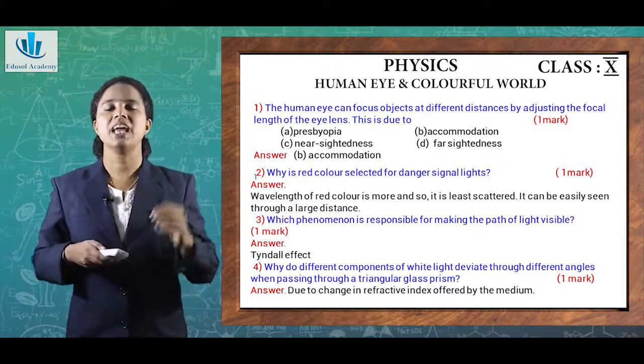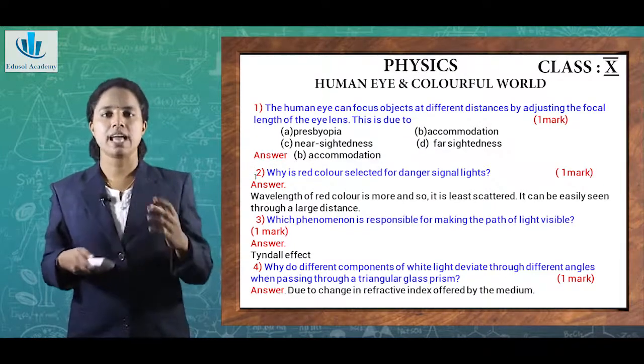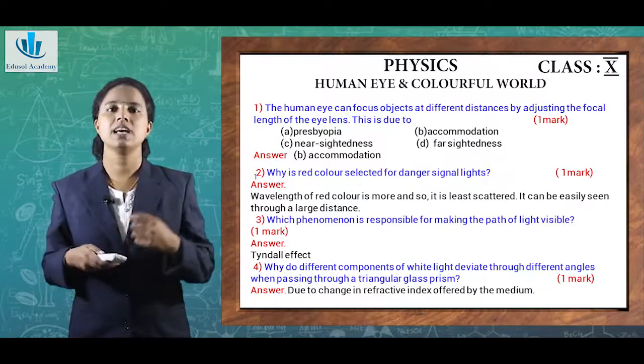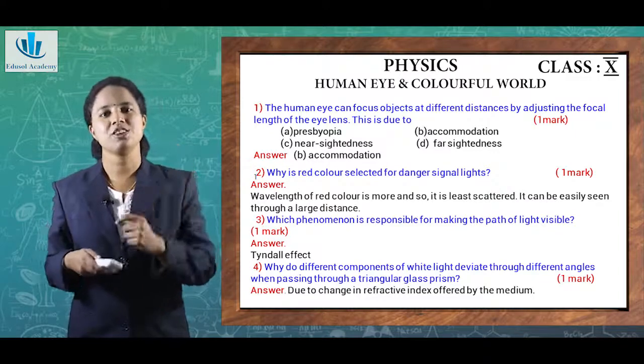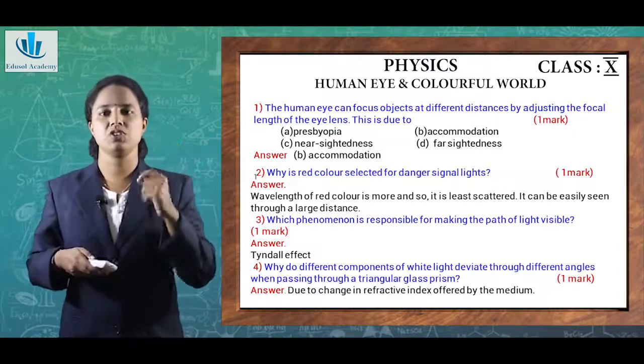We know that the ability of the eye lens to adjust the focal length so that the human eye can focus objects at different distances is called accommodation of the eye. So the correct answer is option B, accommodation.